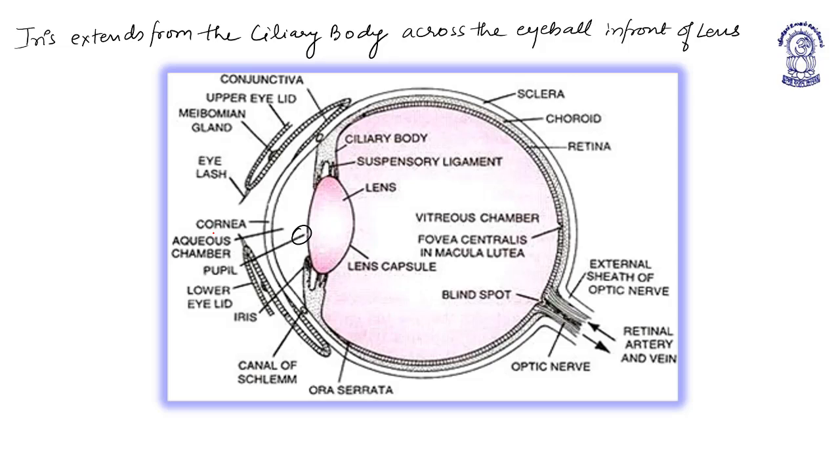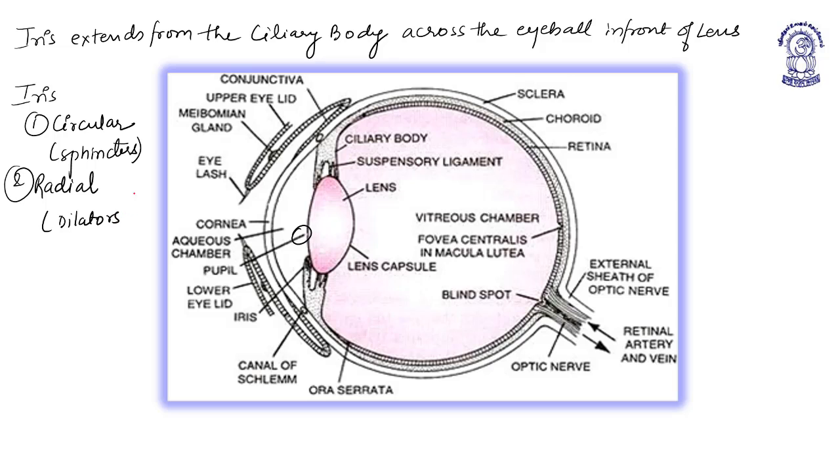It contains two types of smooth muscles. First is the circular muscles, which are known as sphincters. And the second is radial muscles, known as dilators. And they are both ectodermal in origin.